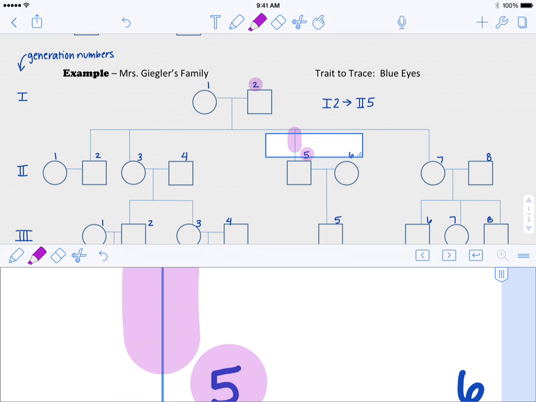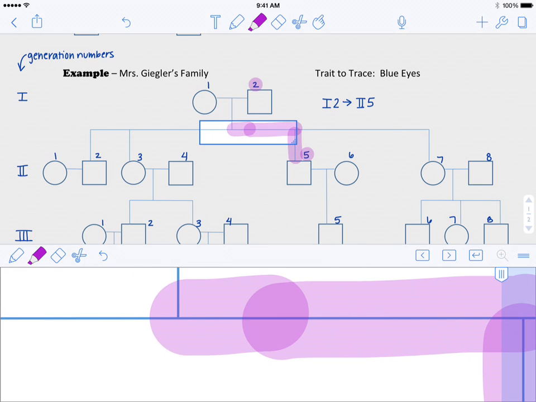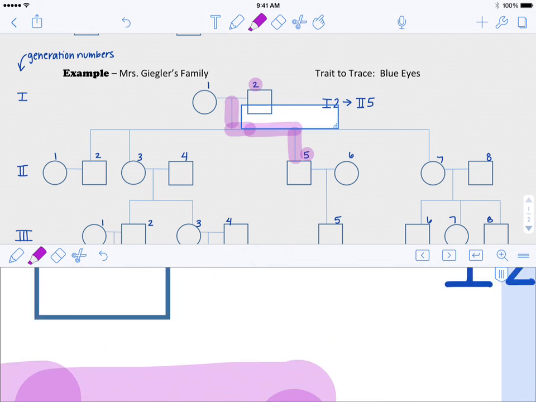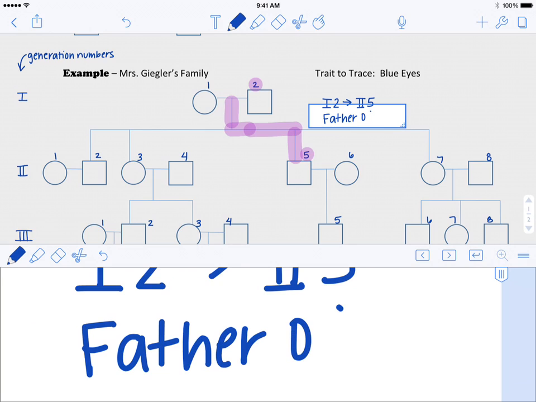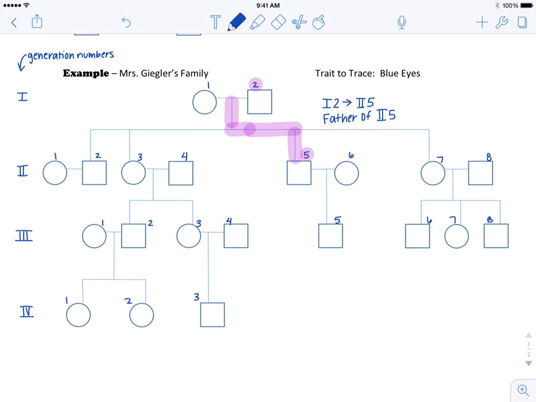If we trace these lines, we can see that this person is connected by a different, like a generational line. What that means is that person 2,5 is the son of person 1,2, or 1,2 is the father of 2,5.